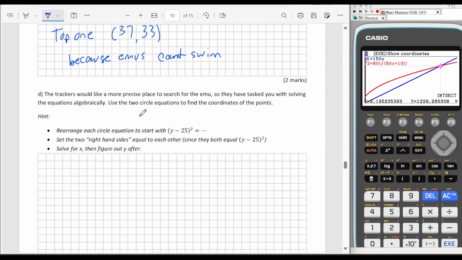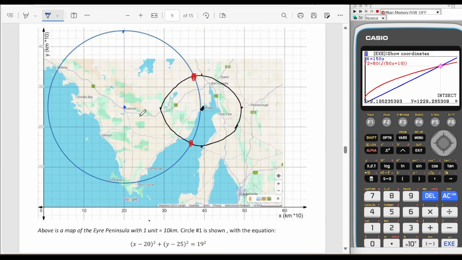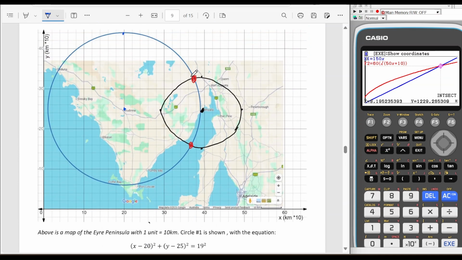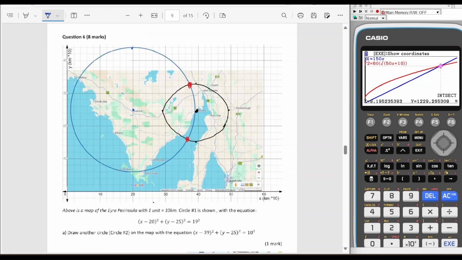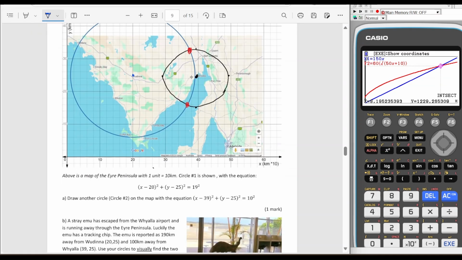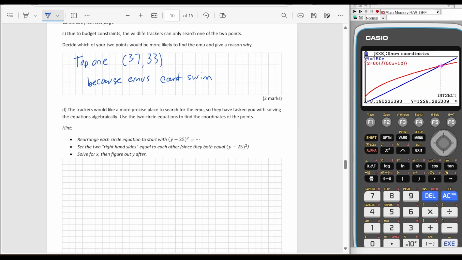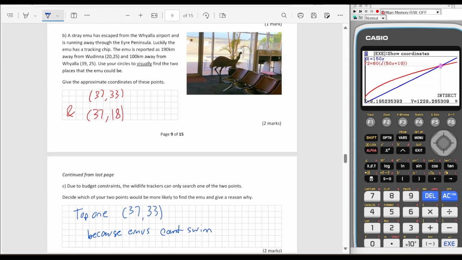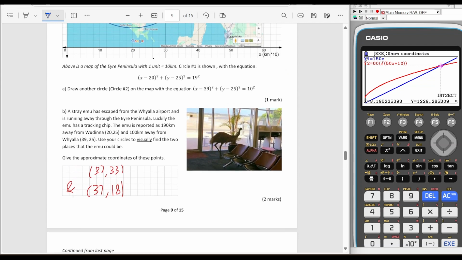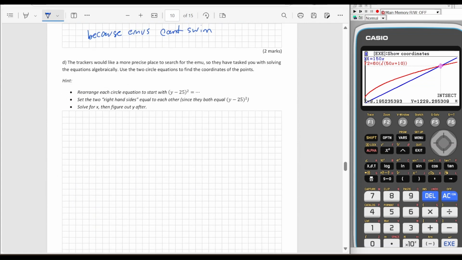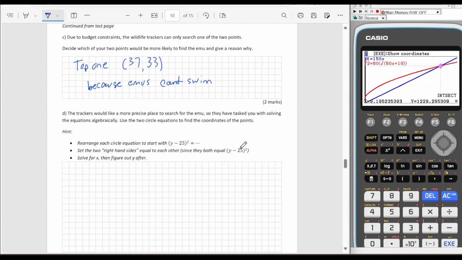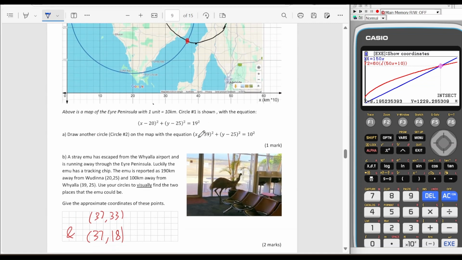All right, the trackers want to actually find the emu. So we've got a rough approximate from the map, but each unit on this map is 10 kilometers. So if we're off by a little bit, then it's going to be big. Let's see. We've got both circle equations. So first thing we'll do is we'll write both those in.